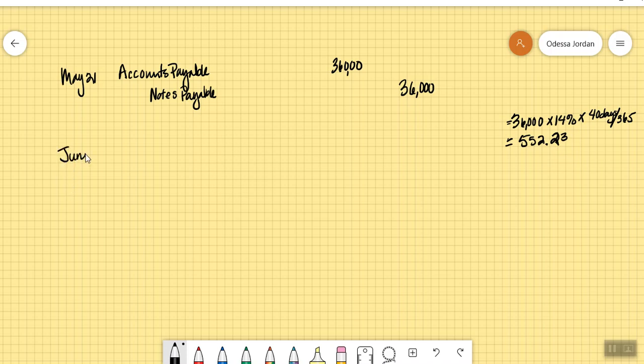So our journal entry will be June 30. The interest expense will always be debited because it's an expense account. And interest payable, because we're not paying it right now, but we have to show that it has accrued. This is the interest for 2014. We're not paying it yet, but we have to show that this is the amount of interest that we are responsible for in 2014.